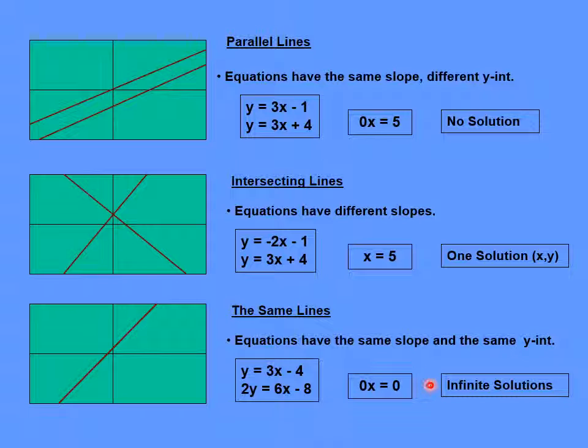So now you can determine, if you were given a set of equations, you would be able to analyze and determine which type of solution you would have. And that's a very good thinking question.